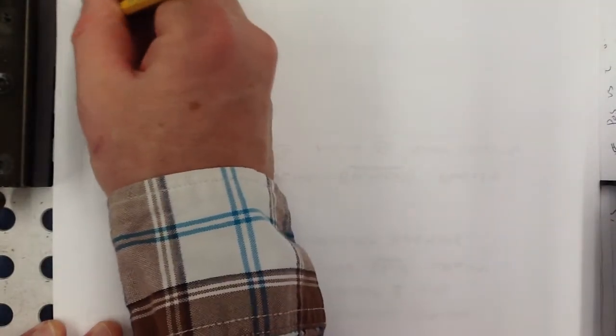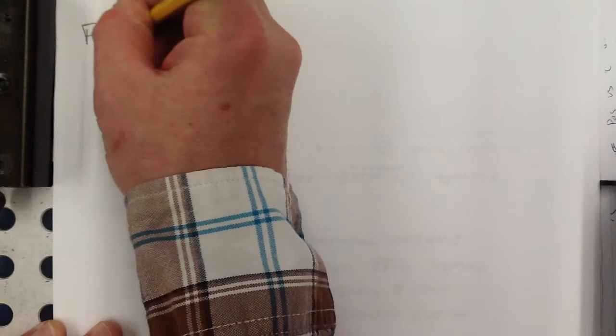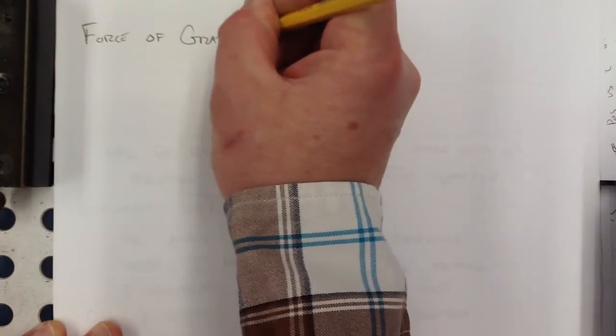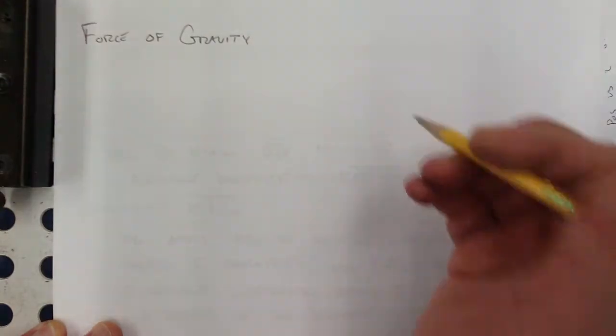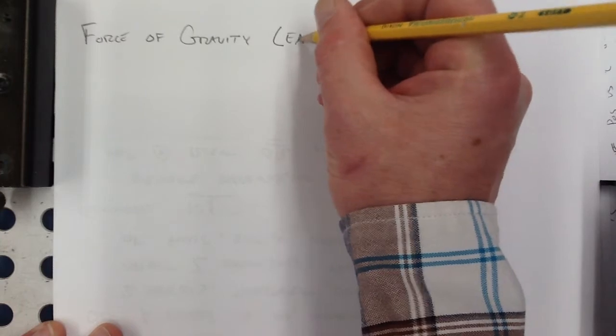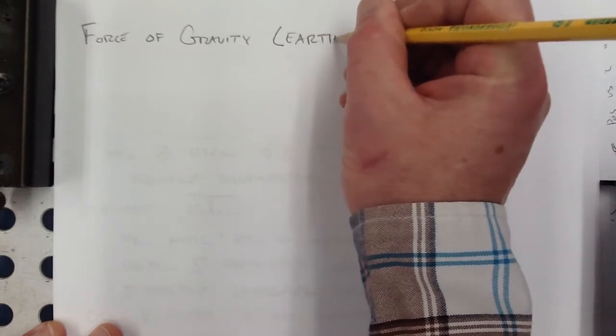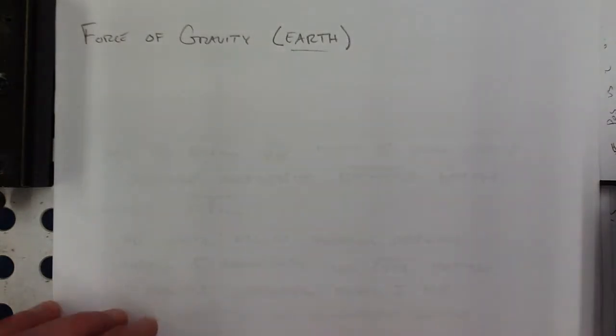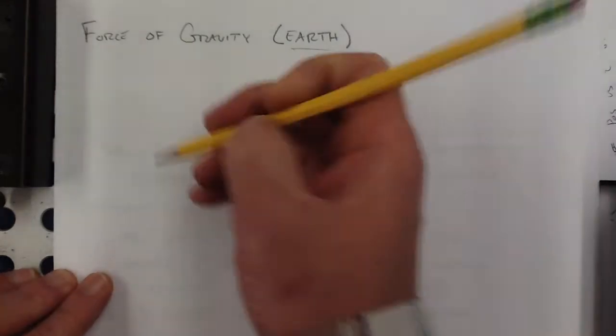Most of the time, we're going to be talking about the force of gravity on Earth. There might be a couple funny little problems that I throw at you where you're on the moon or something like that, but this is not some kind of universal thing. This is specific to the surface of our planet. So how much gravity is there? And what do we measure force in?